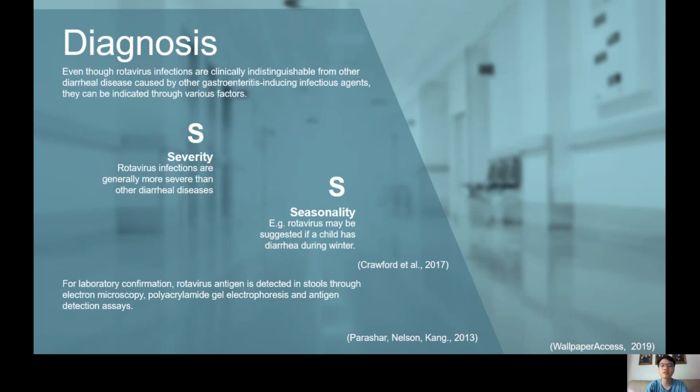The seasonality of the infection is also very important, as certain pathogens may only be active during certain seasons. For example, if a child has diarrhea during winter, rotavirus may be the cause of it. For laboratory confirmation, rotavirus antigen is detected in stools through electron microscopy, polyacrylamide gel electrophoresis, and antigen detection assays.